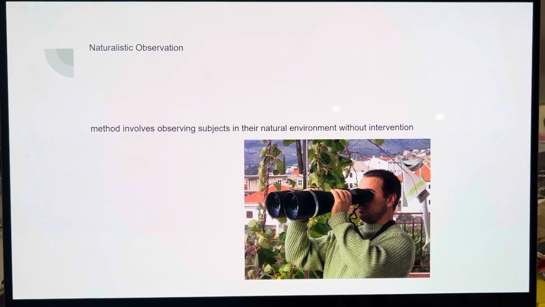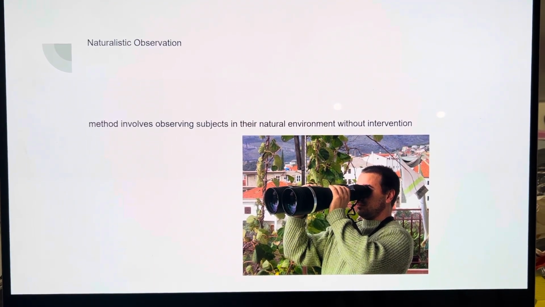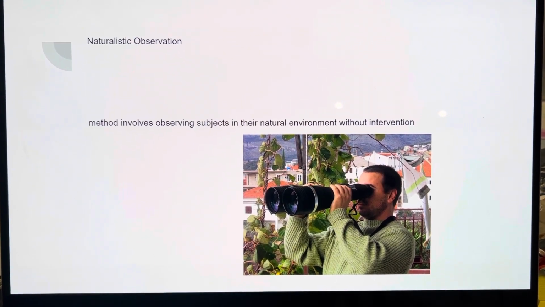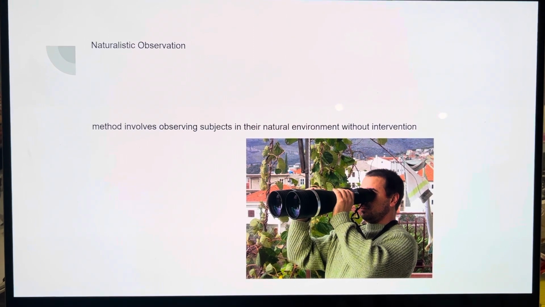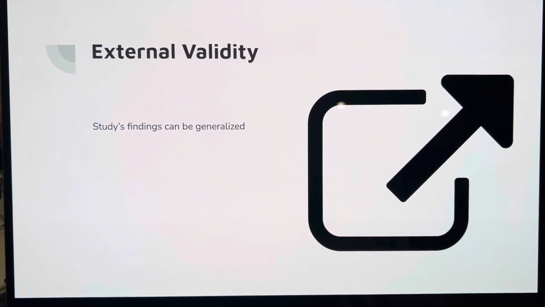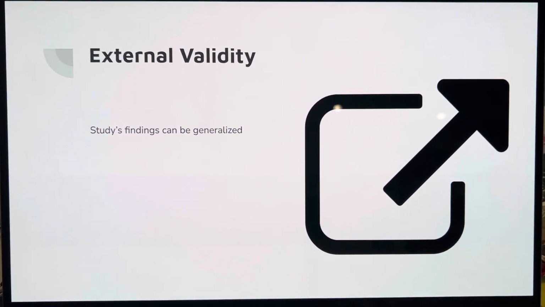A type of way to observe subjects is naturalistic observation, which involves observing subjects in their natural environment without intervention. The way a study can be generalized is when it has external validity.